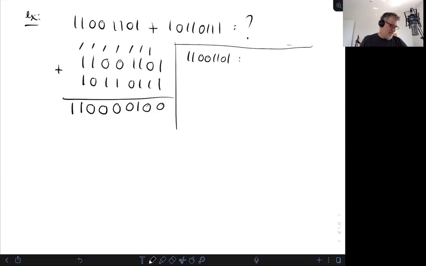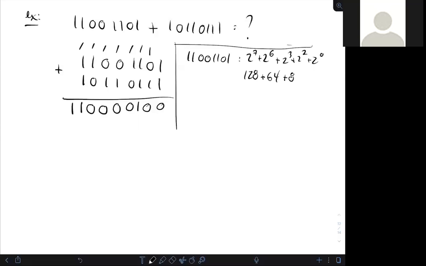11001101. In decimal, this is, oh man, that's big. 2 power 7 plus 2 power 6, 2 power 3, 2 power 2, and 2 power 0. So this is 128 plus 64.